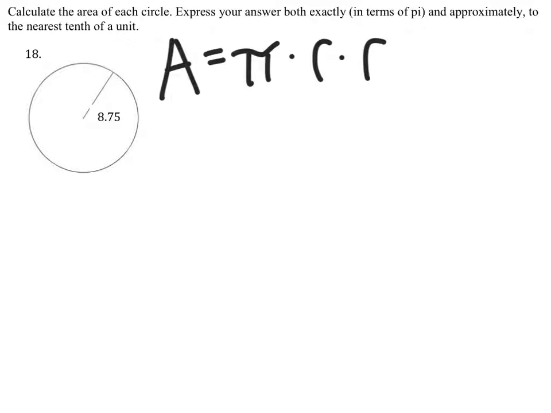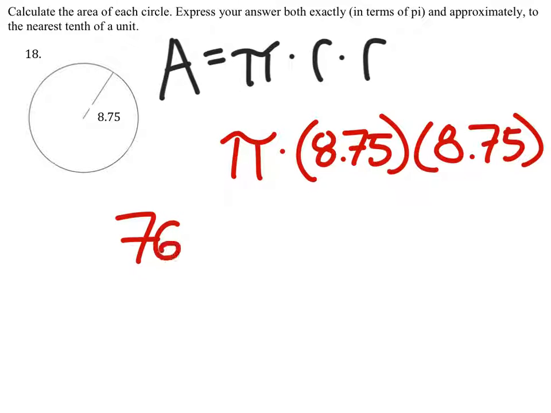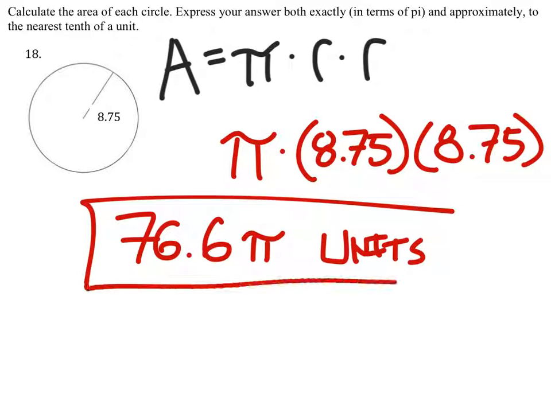Pi r squared. All right, so in this problem, I have pi times the radius, which was 8.75. And the other radius is, well, the same radius, 8.75. And when I multiply those two together, I would have my kind of exact answer. The exact answer would be, well, we can just round this one to the tenth, 76.6 pi. This one did not give us any units, so we can just make it units. This is kind of the exact answer.